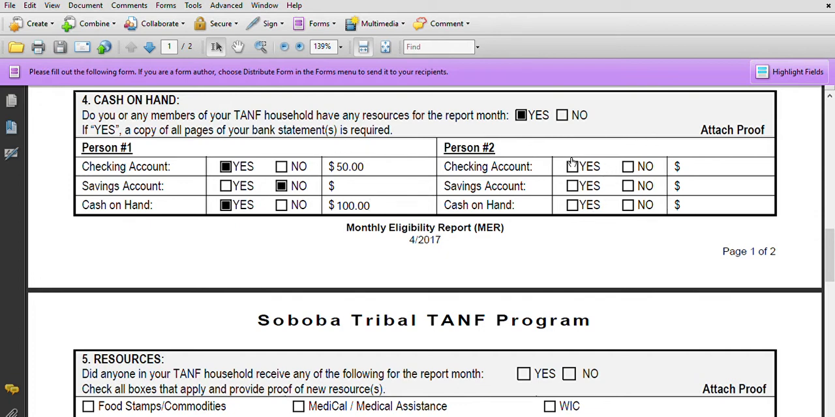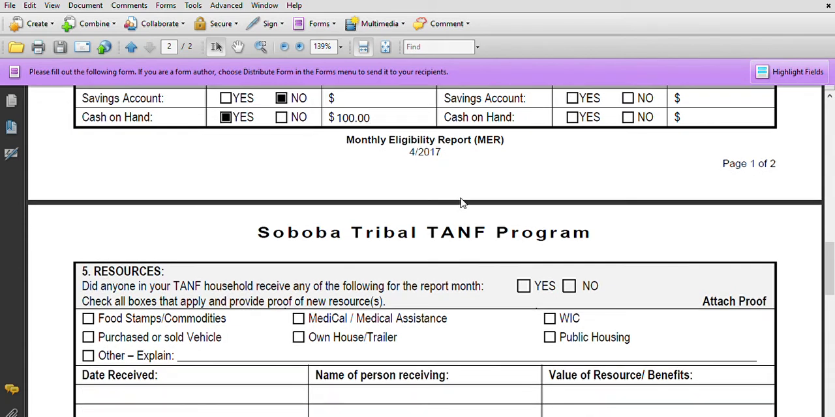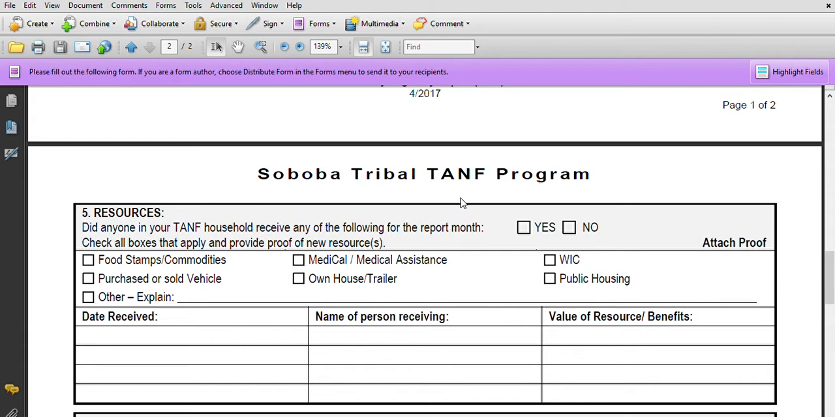If they have their own checking account, report what they had in their account, savings account, etc. So let's see, going on to second page number 2, question 5, resources. This question is asking, did anyone in your TANF household receive any of the following for the report month? Check all boxes that apply and provide proof of new resources.